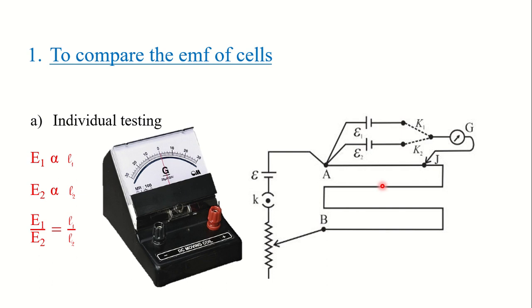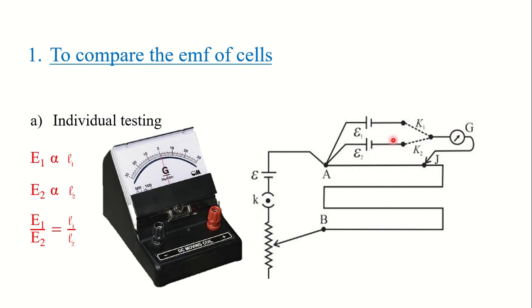So if you are getting the length of the potentiometer wire as L1, then E1, that is the EMF of the first cell, will be proportional to L1, or it is equal to K into L1. What is K? K is the potential gradient, or the potential difference per unit length of the wire.